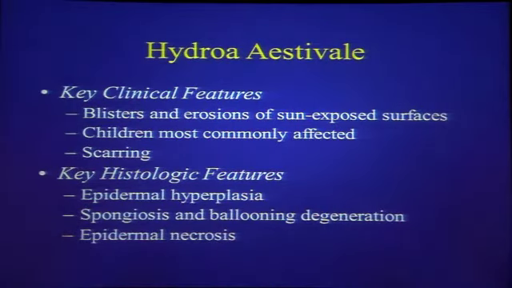Now, hydroa vacciniforme, this is in the family of photodermatitides. There are about 3 or 4 conditions that can give you this similar pattern, both clinically and histologically. It's seen in sun-exposed areas. You get these blisters, they get scarring, you get spongiosis, and again, ballooning degeneration with epidermal necrosis. Here's these little erosions seen in this child on their upper face here, and perhaps even one on the nose there. And once again, ballooning.